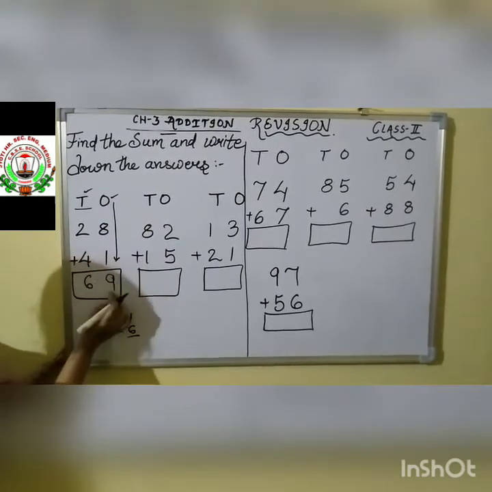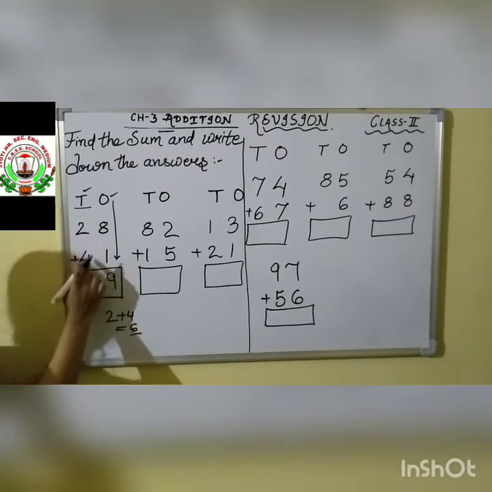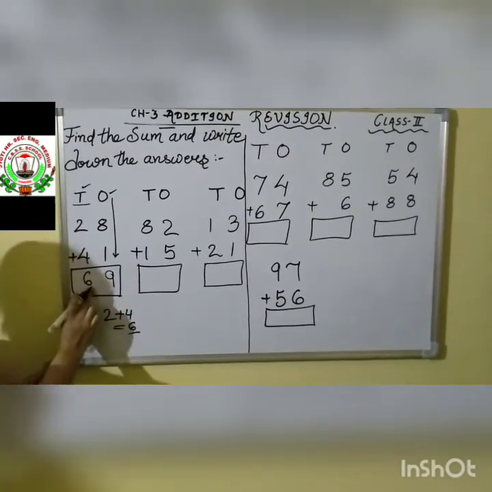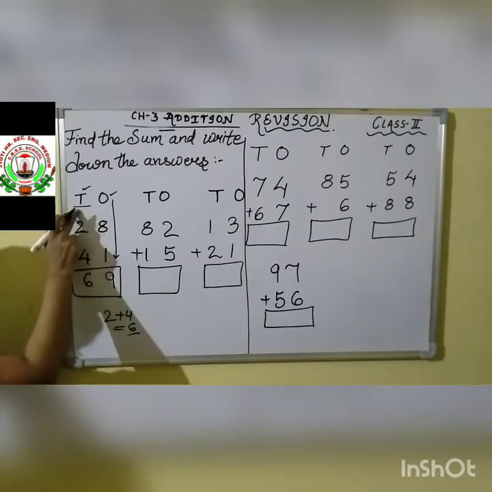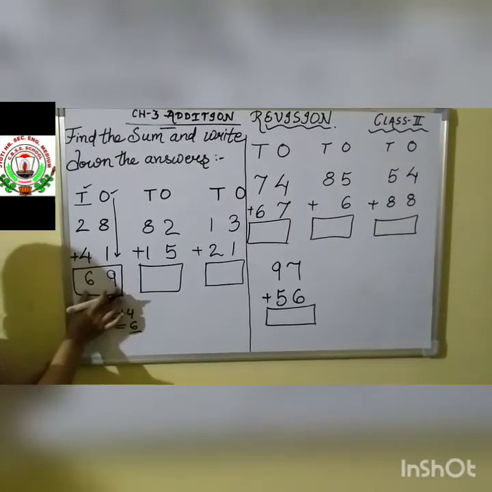8 plus 1 we get the answer as 9. Then we go to the tens column. 2 plus 4 we get the answer as 6. You have to write that under the tens column. Okay. Clear? We get the answer here is 69.